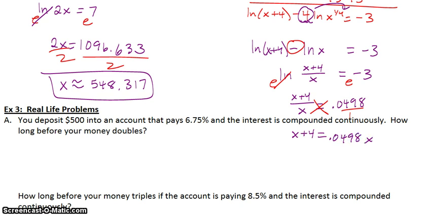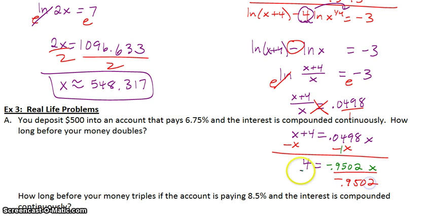And then if I'm solving an equation, I want to get all of my x's on one side. So I'm going to subtract x from both sides. And I'm left with 4 equals 0.0498 subtract 1 is negative 0.9502x. And it's not that hard at this stage, it just looks really gross, right? I've got these long decimals that I'm typing into my calculator, but actually it's not any harder right now than what we did before. You actually end up with negative 4.210.